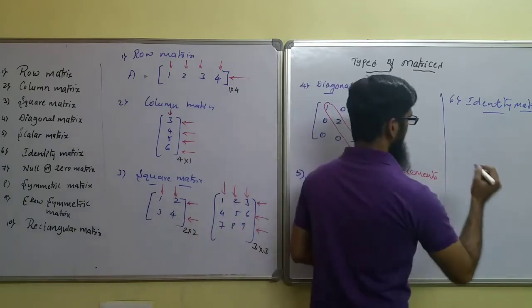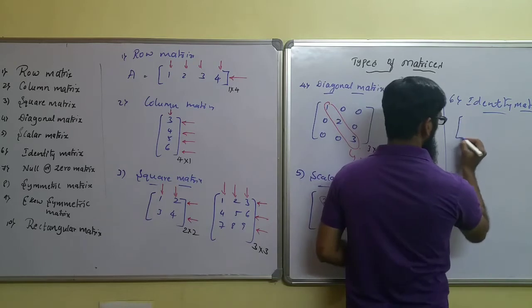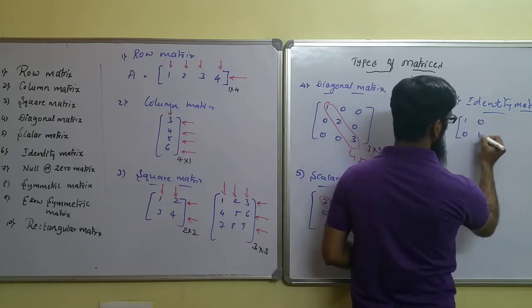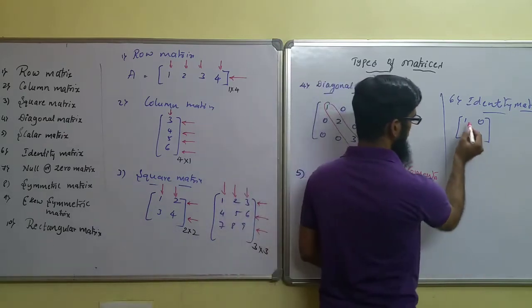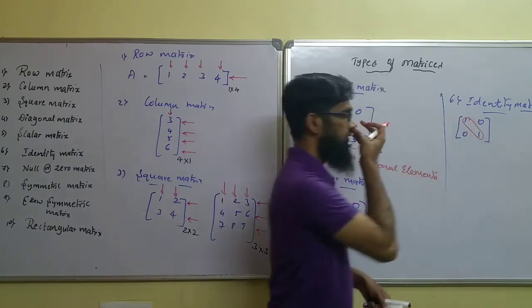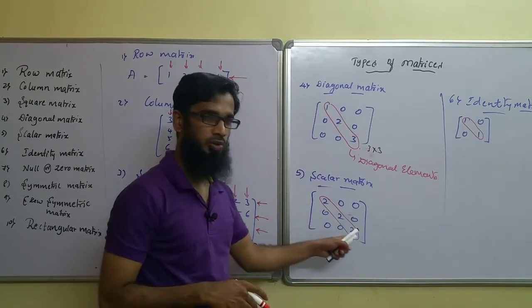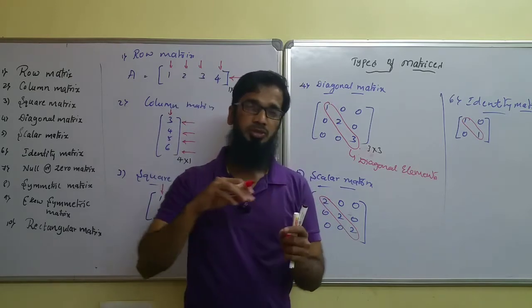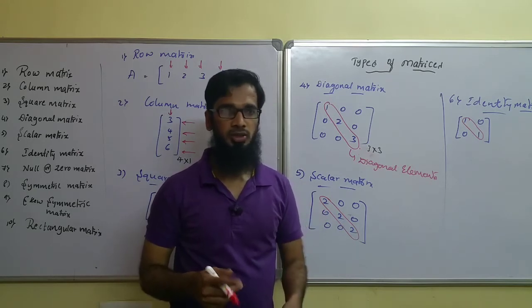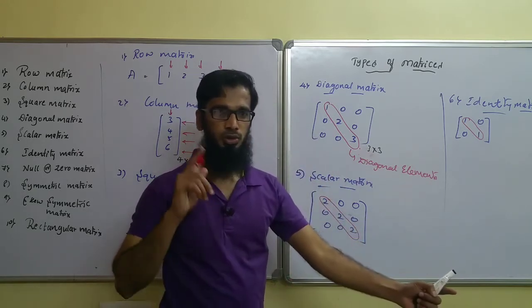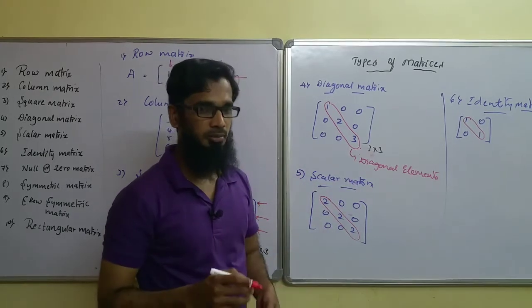Suppose I am taking a 2 cross 2 matrix, it should be 1 0 0 1. You just see here, these are the diagonal elements, the 1 1. So these are the diagonal elements here. When the diagonal elements are always 1, either for a 2 cross 2 matrix or a 3 cross 3 matrix, if the entire diagonal elements are equal to unity, that is 1, then it becomes an identity matrix.